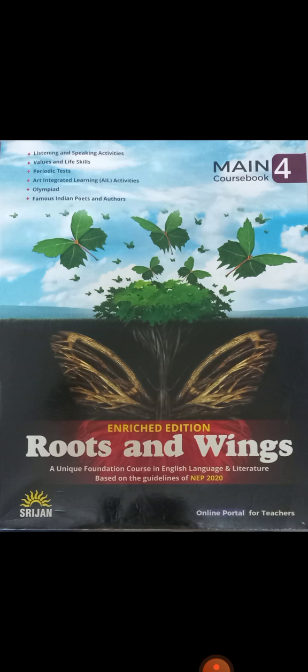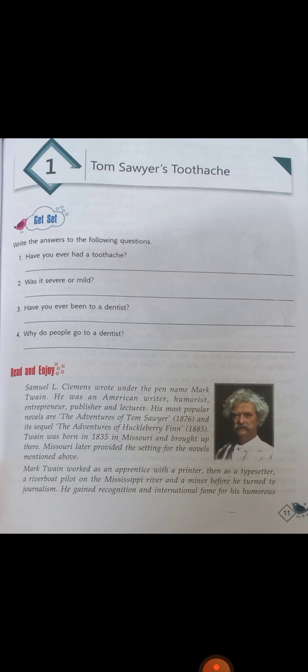And today I am going to give you a revision of chapter number 1 from the book Roots and Wings. The name of the chapter is Tom Sawyer's Toothache. This chapter is taken from the novel written by Mark Twain, The Adventures of Tom Sawyer. Mark Twain was an American writer. He is also regarded as the father of American literature.